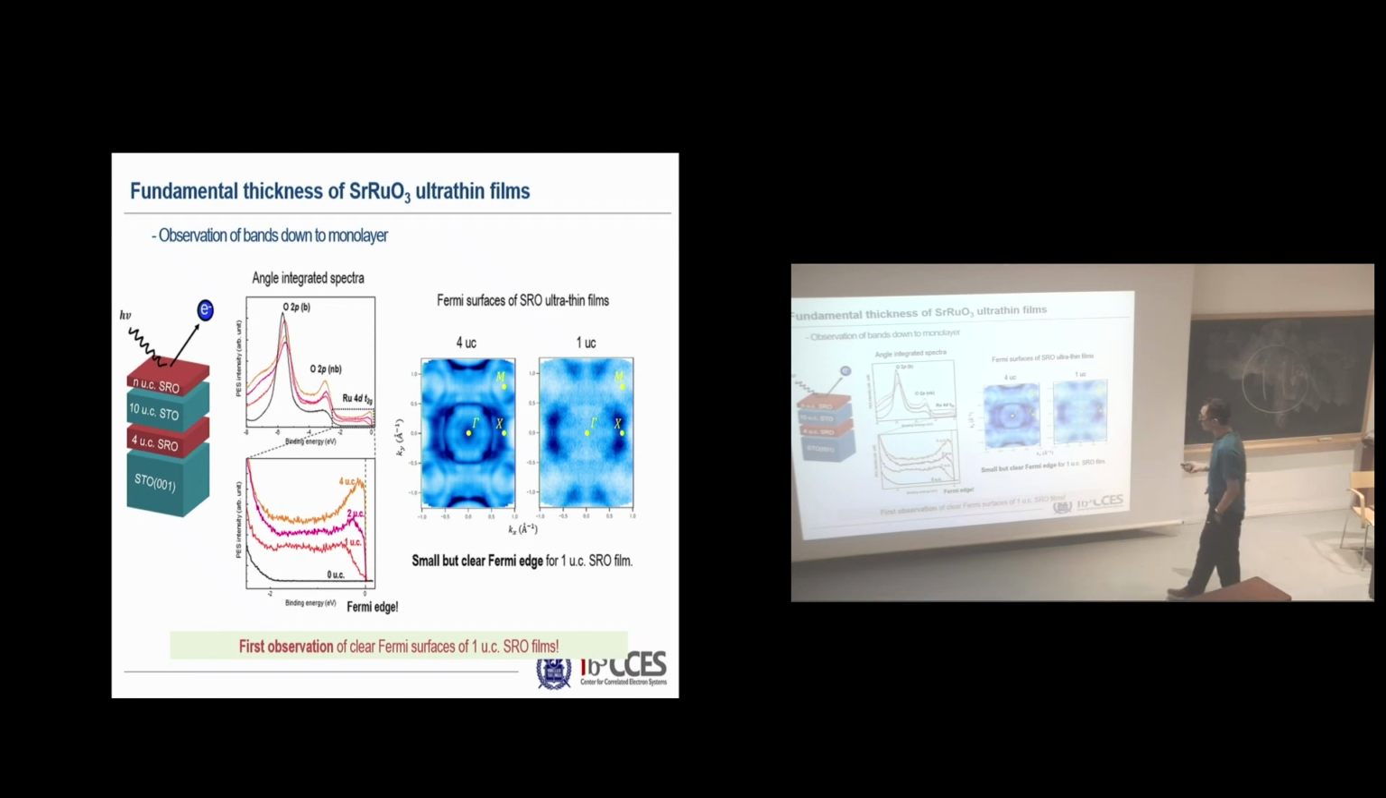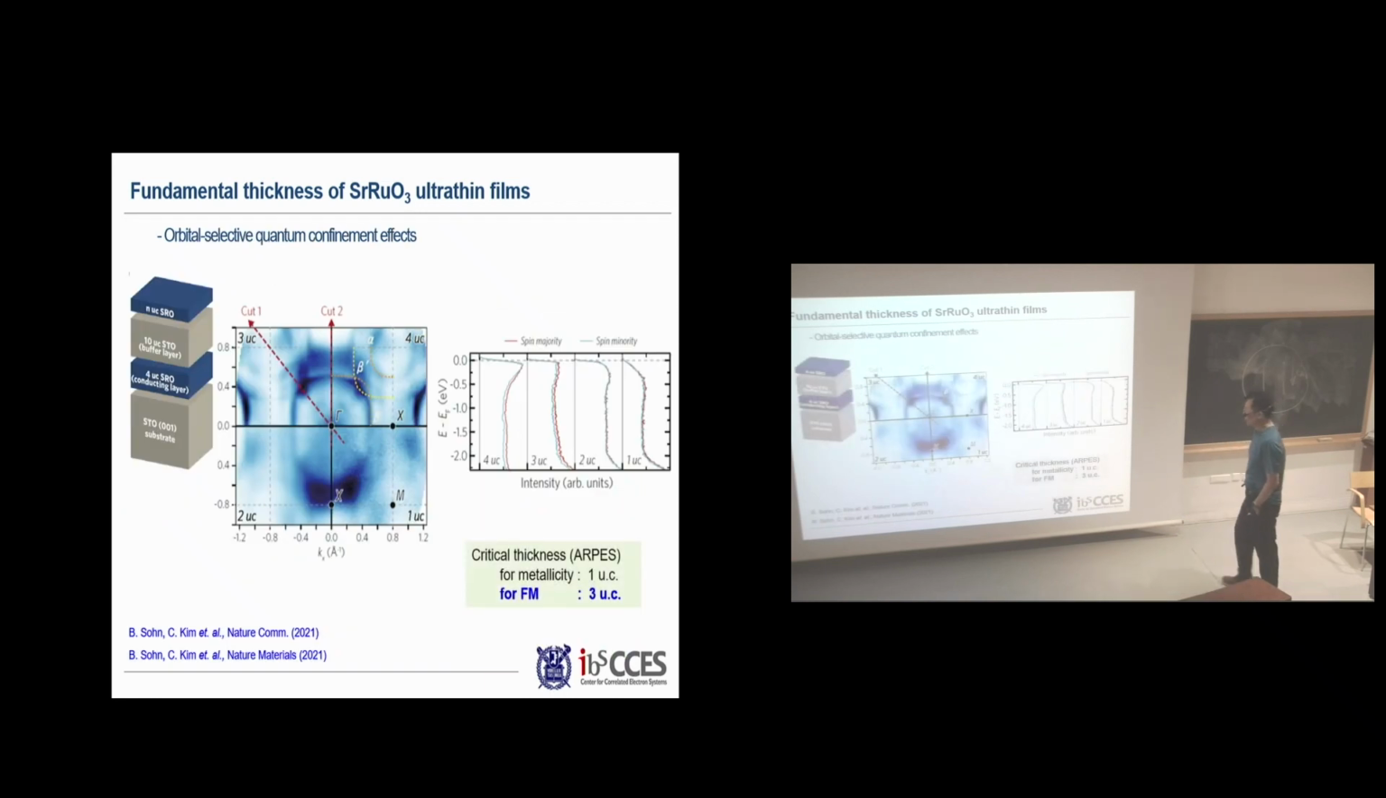And also, we wanted to check the fundamental thickness of ferromagnetism. Fortunately, we have spin ARPES. So we did it. For 1 and 2 unit cells, there's no change in the signal. But from 3 unit cells, you can see the splitting of the majority and minority bands. So ferromagnetism should appear at 3 unit cells, possibly coming from orbital selective quantum confinement.